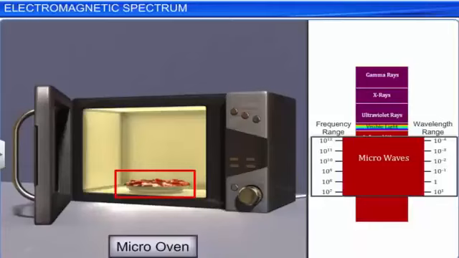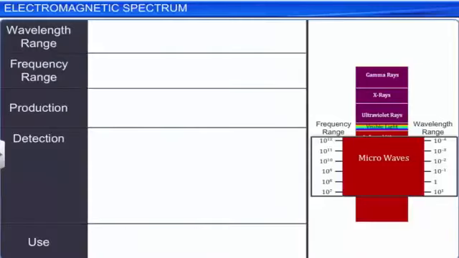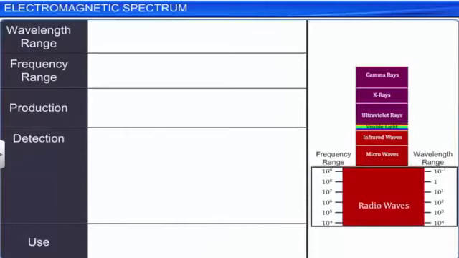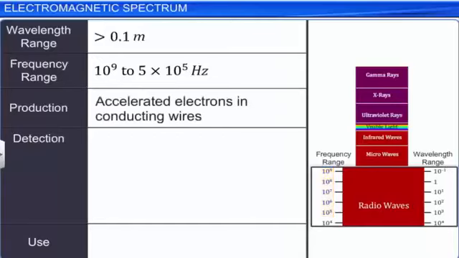Finally, we shall discuss radio waves. Wavelength of radio waves is greater than 0.1 meter. The frequency is in the range of 10 power 9 Hz to 5 into 10 power 5 Hz. Radio waves are produced by accelerated electrons in conducting wires. Radio waves can be detected by receiver aerials. These waves are used in radio, television broadcasting, and communication systems.